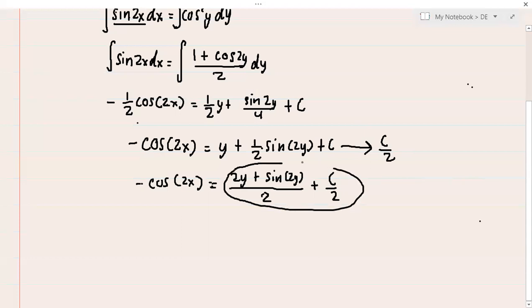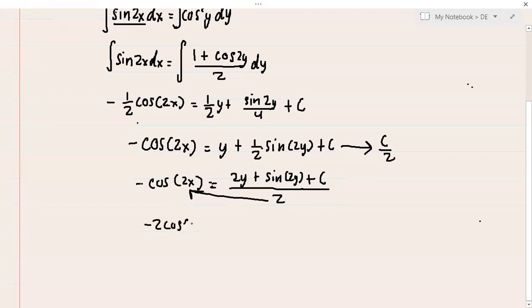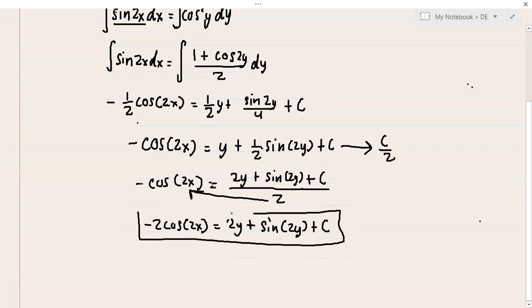Then since meron tayong dalawang fraction na magkapares ng denominator, which means similar fraction sila, so I can add the numerators only, hindi yung denominator. So what happens here is that meron na tayong 2y plus sine of 2y plus c, then all over 2. O di ba? Tapos, kung gusto mo matanggal si 2 dito, edi i-multiply ko siya dito on the left side. So magiging negative cosine of 2x is equal to 2y plus sine of 2y plus c. And for me, I'm gonna stop right here. It's up to you kung paano nyo siya i-format, pero for me, tapos na ako dito.